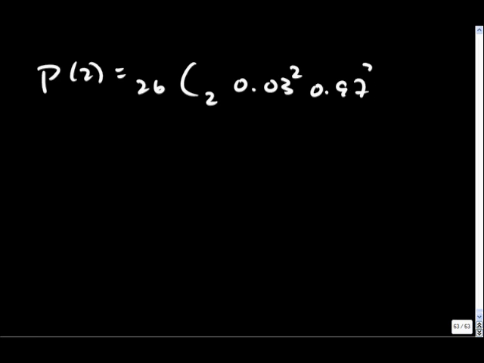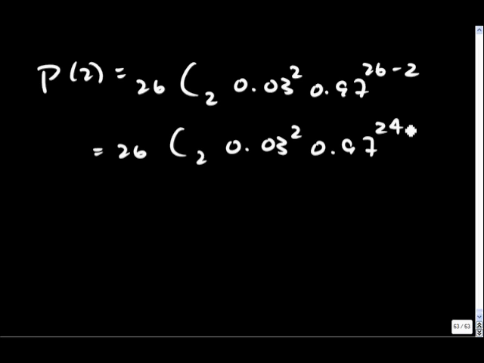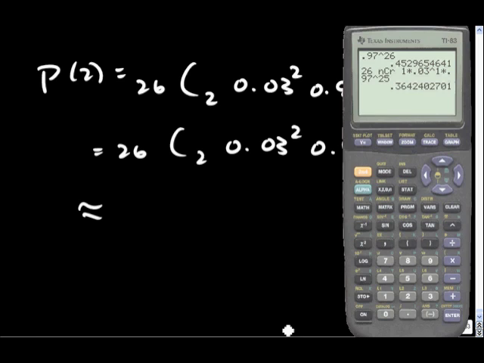Finally, P of 2. 26C2, 0.03 to the second power, 0.97 to the 26 minus second power. 26C2, 0.03 to the second power, 0.97 to the 26 minus 2 is 24th power. 0.02 times 0.03 raised to the second power times 0.97 raised to the 26 minus 2 is 24th power.